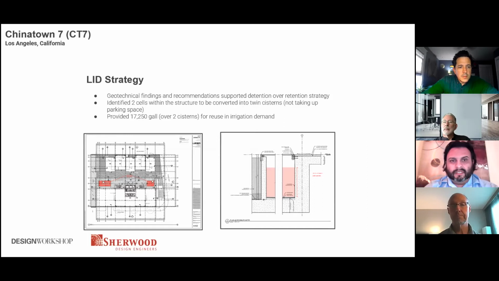And we identified 2 cells within the structure, the part of the structure itself that were converted to cisterns. So it was a win-win because we didn't have to lose any parking spaces. We didn't have to change any of the programming in order to fit these cisterns. And in there provided 70,000 gallons of water that are basically going to be reused for irrigation over the entire structure.